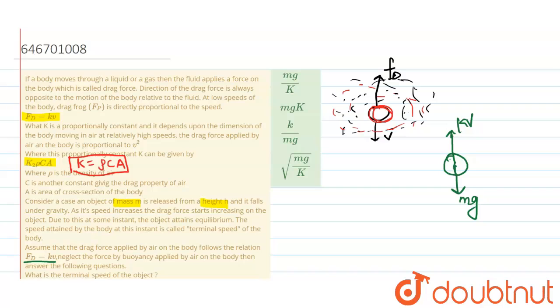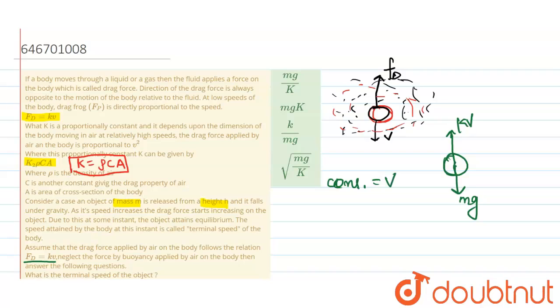Okay, now as the body goes down under gravity, it will acquire more velocity, and as the velocity increases, the FD, that is the drag force, will increase. The value of kV will increase with the increase of velocity. Ultimately, a stage comes where the value of V becomes constant.